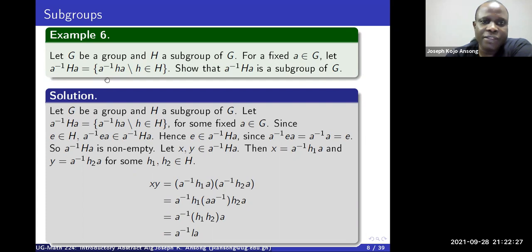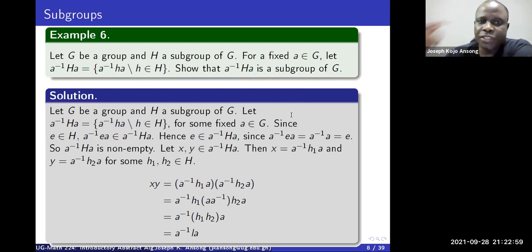The elements of this set are defined by this. So you pick an element in H and you do this product. This product is an element of this set. If I pick another element of H, let's call it q, and I put q in here, this is another element of this set. That is what it's saying. We want to show that this set is a subgroup of G. It's going to use the operation of G. So we want to show it's a subgroup.